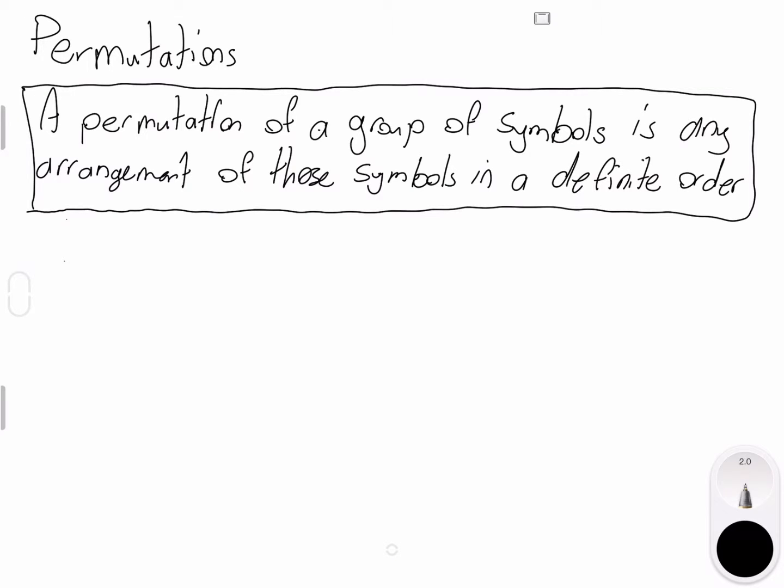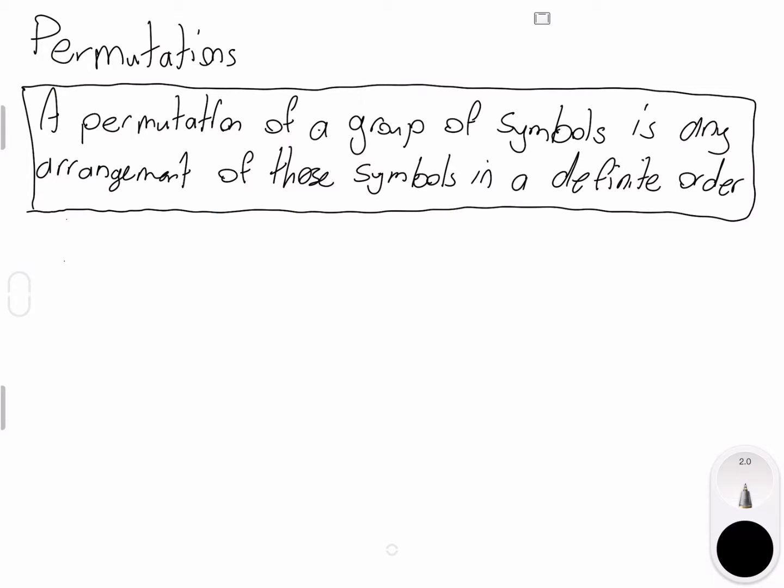Hey guys, welcome to this video on permutations. So the first thing I want you guys to do is to get down basically our definition of permutations, which is: a permutation of a group of symbols is any arrangement of those symbols in a definite order. So what does that mean? If you just want to pause the video and get that written down, and then we'll continue.